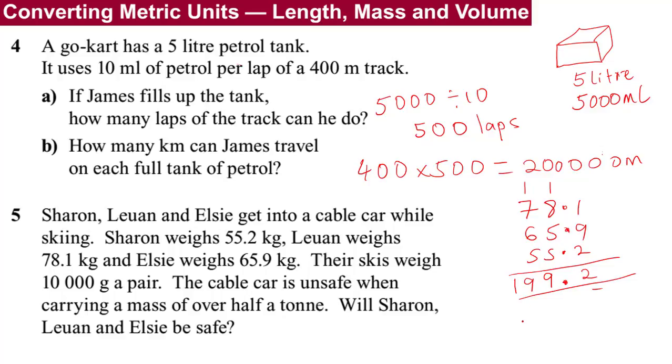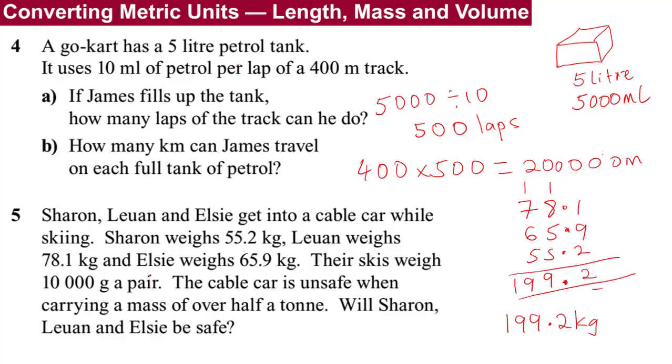Okay. So that is their weight now in terms of kilograms. I've got 19.9.2, but that's kilograms. Now, you see that their skis weigh 10,000 grams a pair. A pair basically means two, right? So that's going to be 10,000 grams a pair.